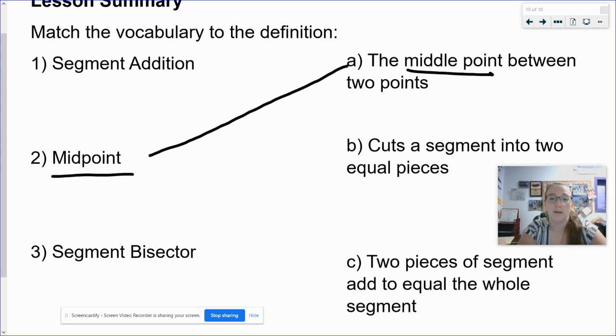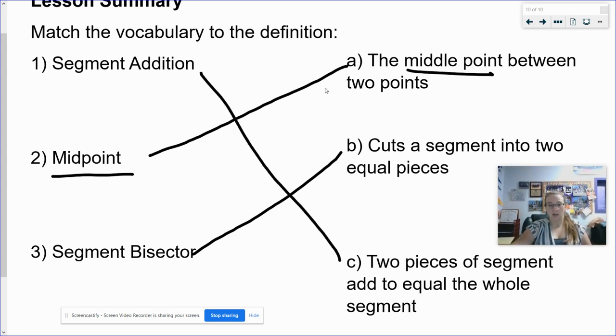Because for B, cuts a segment, that's a sect, right? Into sections it cuts. So cuts a segment into 2 equal pieces, that is a segment bisector. So the last one has to be segment addition. Piece plus the piece equals the whole. 2 pieces of a segment add to equal the whole segment. So again, we're going to practice this more in class, but I hope this was a good overview. You have a basic understanding of how this works, and we will try some harder things in class.